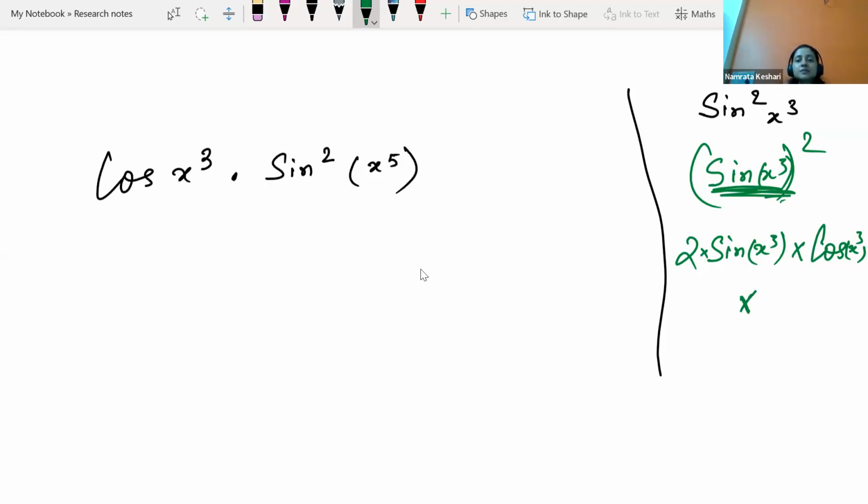The x cube derivative will be 3x squared, you said? Yes. So if you understand this one, then we'll be able to do the other one. Here u into v is there. Can you see? So what is the formula, the product rule?